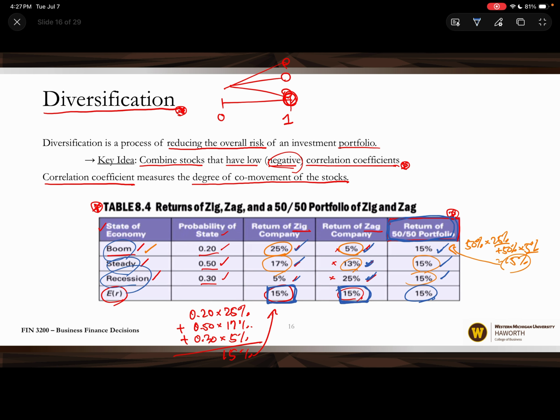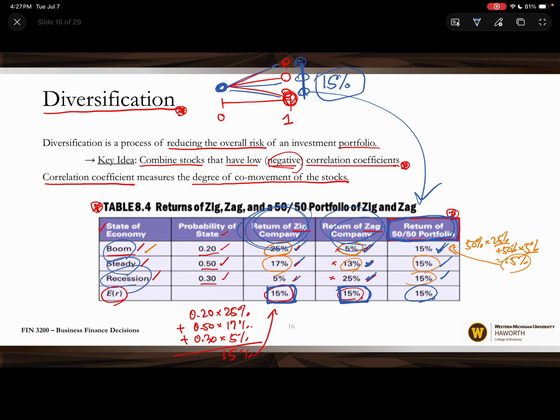This is a made-up example, obviously, but basically, going back to the beginning, we're looking at this from time zero and saying there are three things that could happen in the world: boom, steady, or recession. But what this did was, by combining these two stocks, in every possibility, we guaranteed a 15% return.